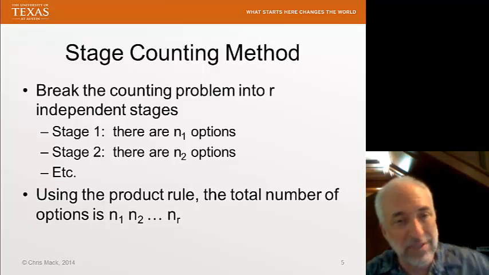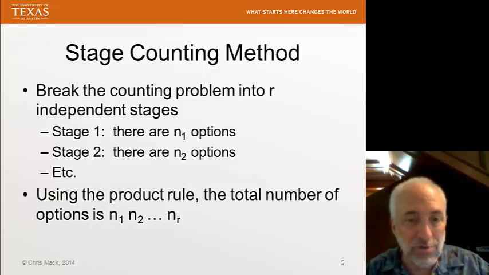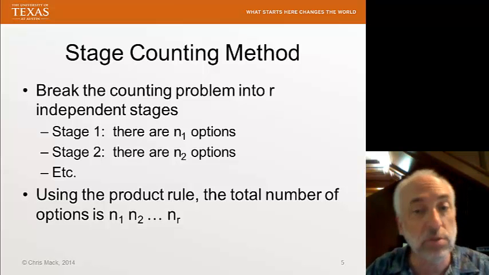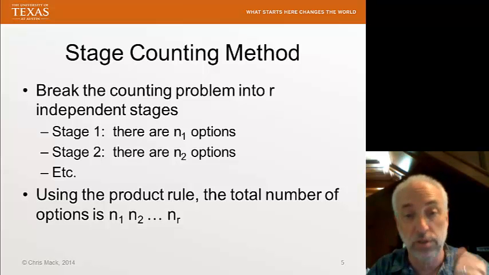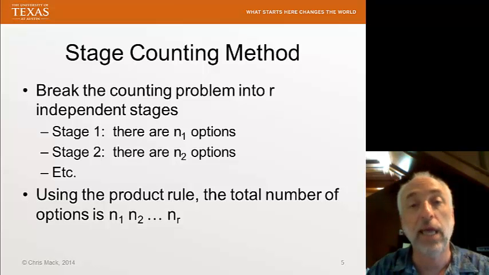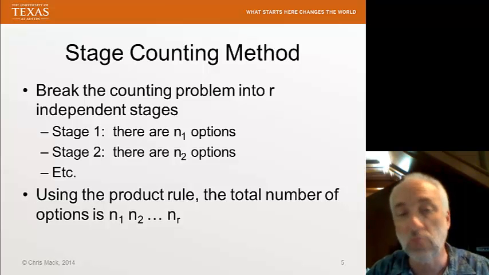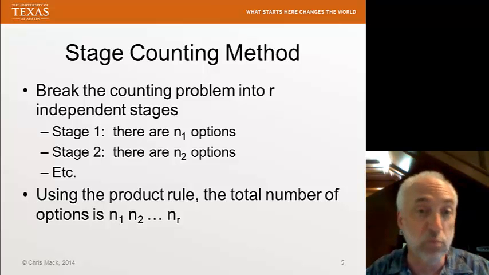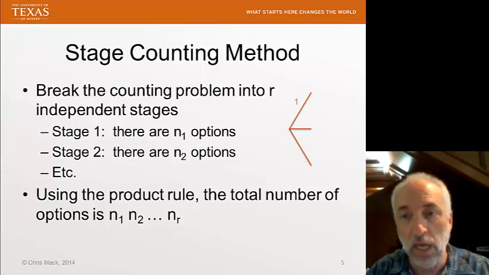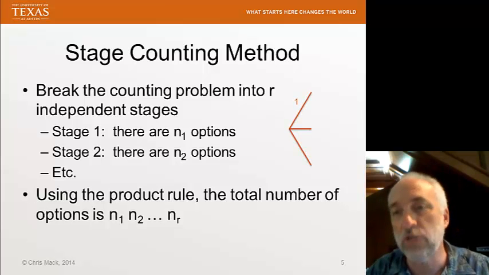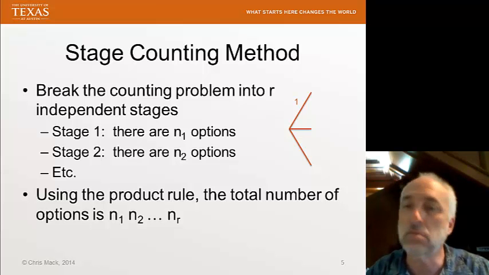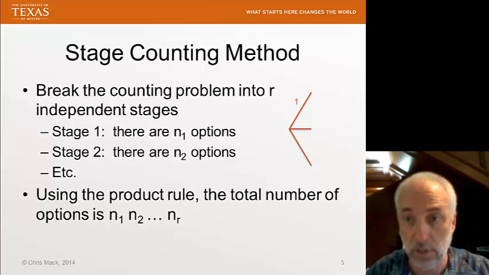Because I'm going to do stage 1 and stage 2 and stage 3 and stage 4 all the way up to stage R, I will use the product rule to determine the total number of options. So I multiply n1 times n2 times n3 all the way up to nr, and that product becomes the total number of options available when I've broken my process down into these independent stages. In other words, at stage 1, let's say I have 3 choices. I can draw a branch diagram that shows branching off into these 3 options.